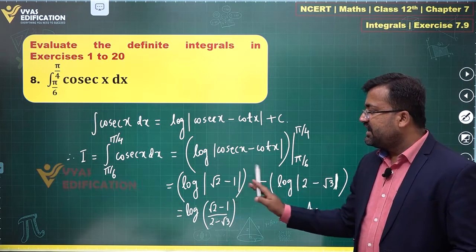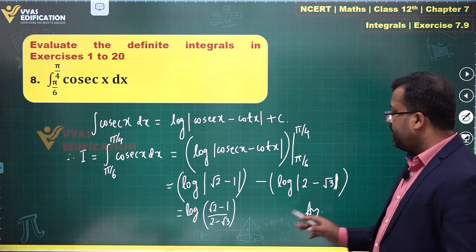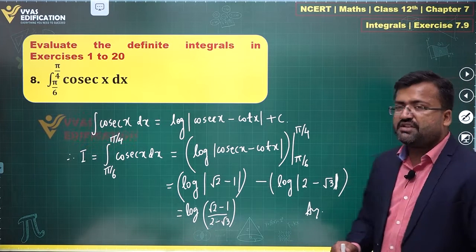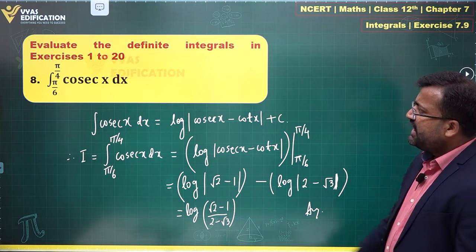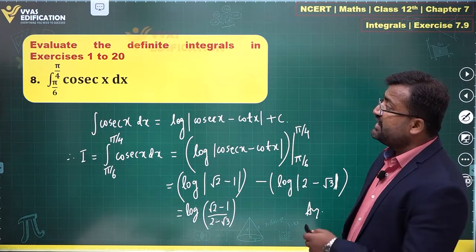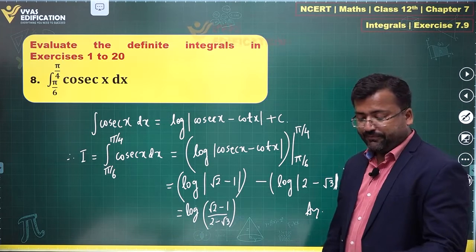Root 2 minus 1 is positive, so modulus can be replaced with the normal bracket. 2 minus root 3 is also positive, so modulus can be replaced with the normal bracket. This or this can be my final answer. Anyone can be given, right? That's the final answer for this 8th question, as you can see over here.